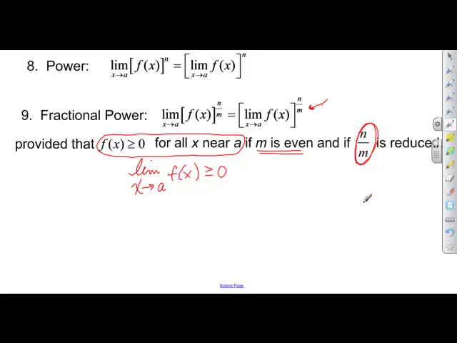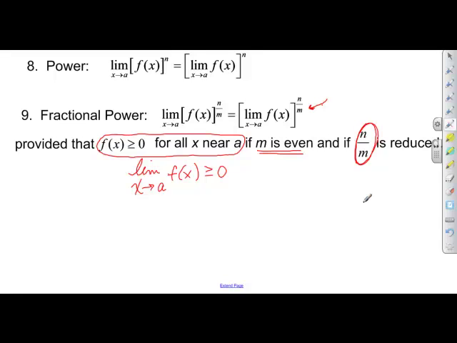Basically this is saying that you can use this power rule only if it makes sense. If you end up with a square root of a negative number, you have no limit. You're not going to be able to evaluate the limit that way. If you end up with a fourth root of a negative number, you cannot take an even root of a negative number. So just be careful.